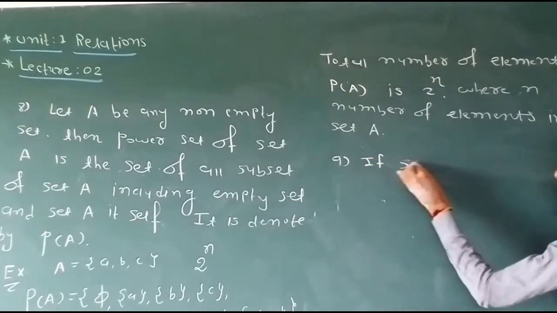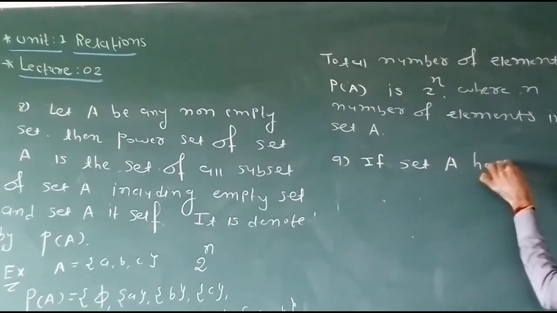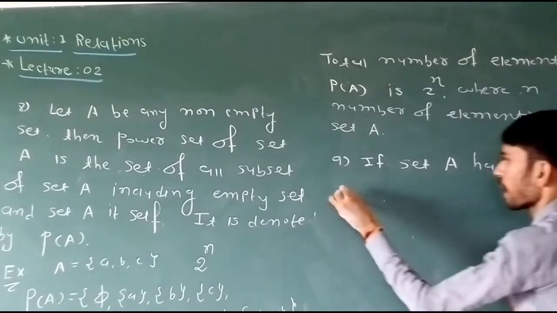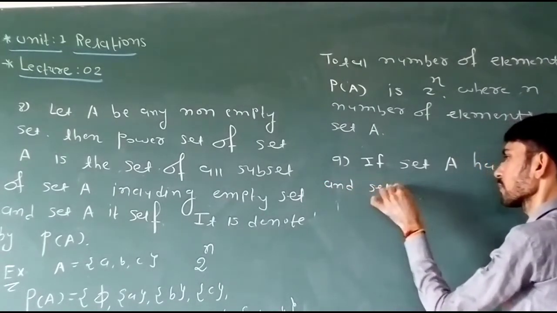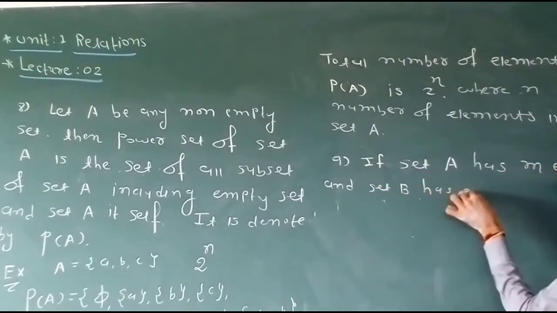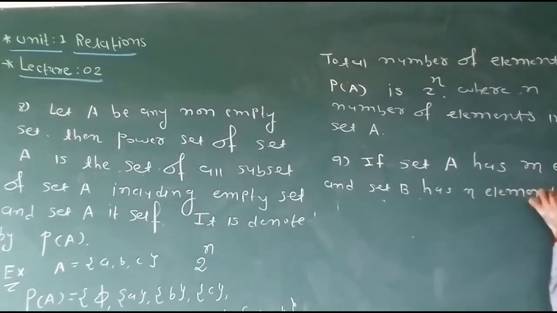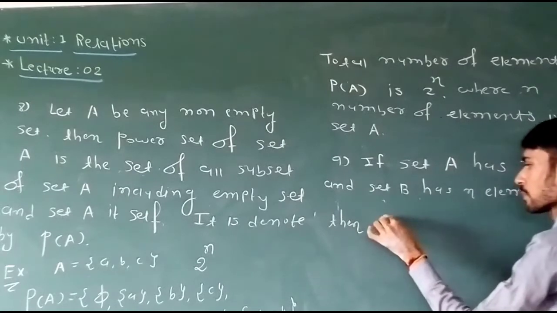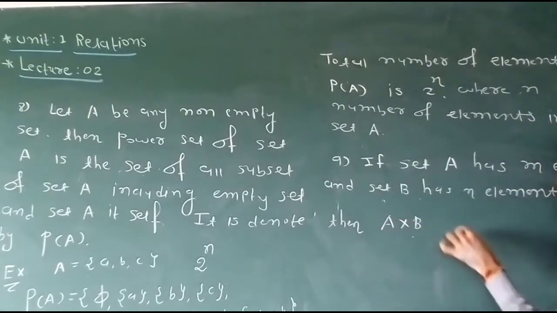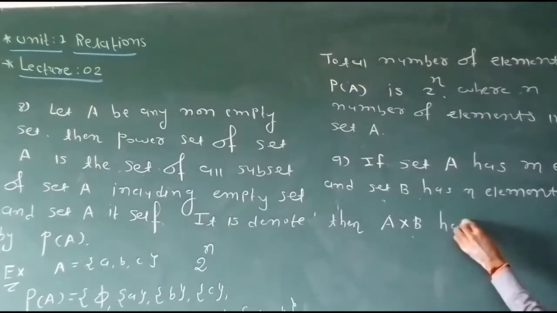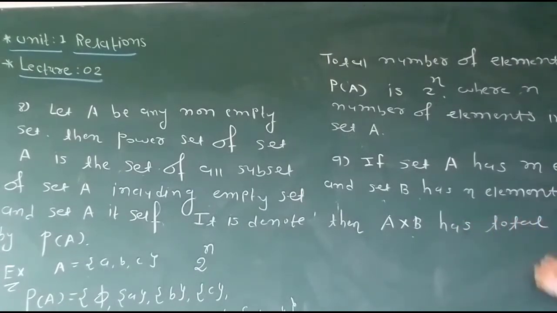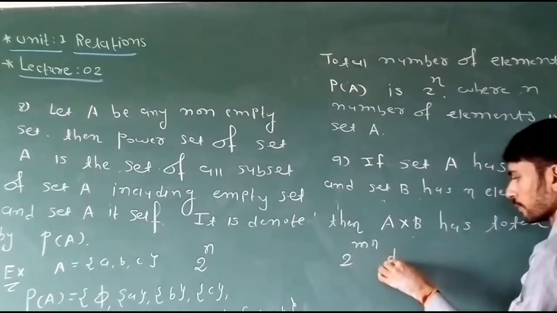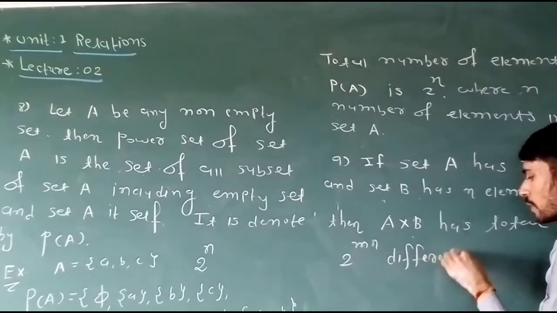If set A has m elements and set B has n elements, then Cartesian product A cross B has total 2 raised to mn different subsets.